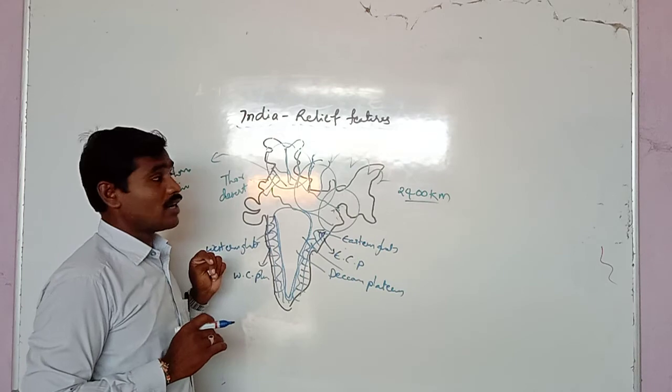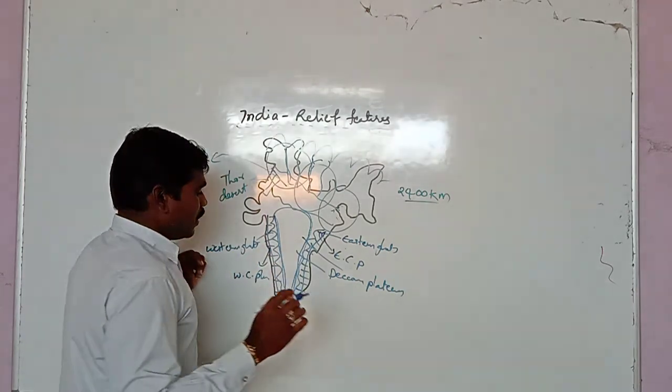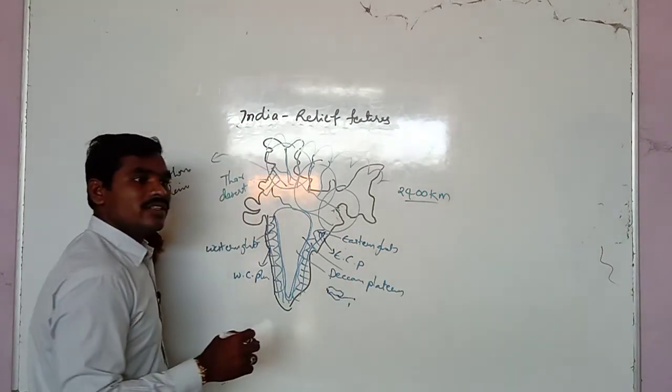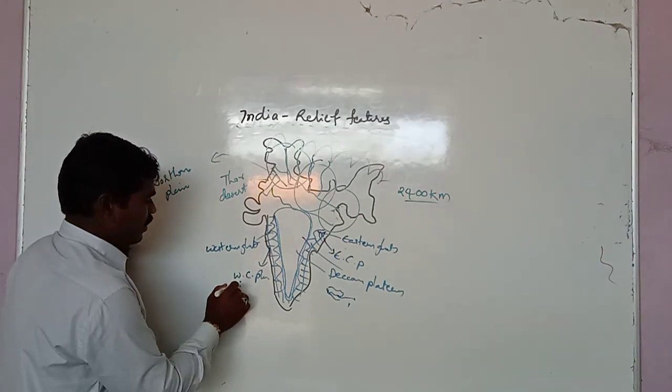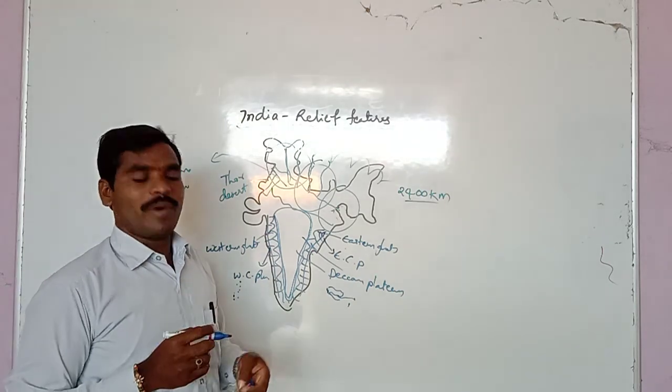And the next part of our relief features is the islands. Here in the Bay of Bengal, the Andaman and Nicobar Islands are located, and here in the Arabian Sea, the Lakshadweep Islands are located.